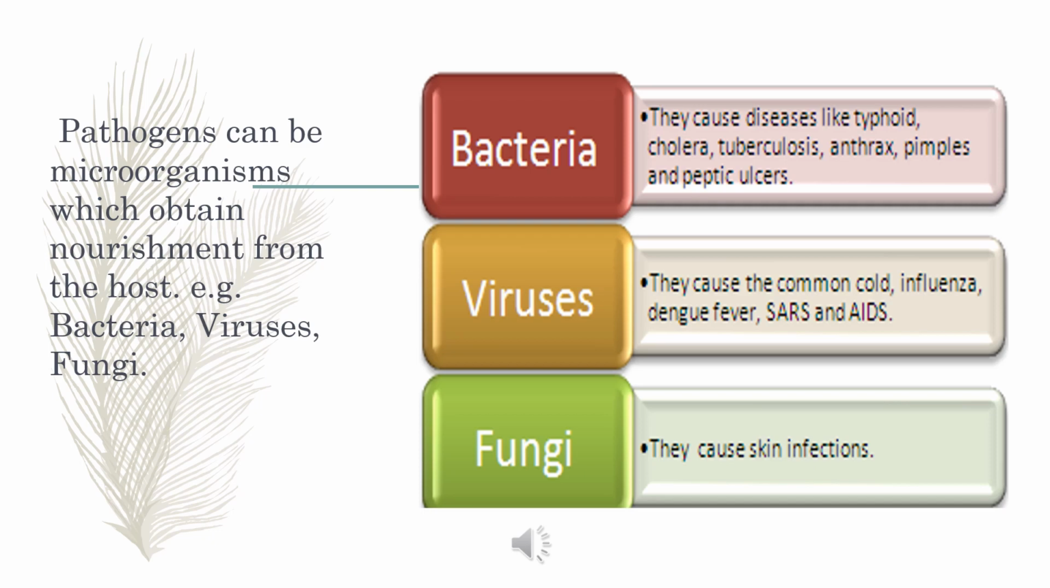Harmful microbes. Pathogens can be microorganisms which obtain nourishment from the host, e.g., bacteria, viruses, fungi. Bacteria cause diseases like cholera, typhoid, tuberculosis, anthrax, pimples and peptic ulcers. Viruses cause the common cold, influenza, chickenpox, SARS, and AIDS. Fungi cause skin infections.